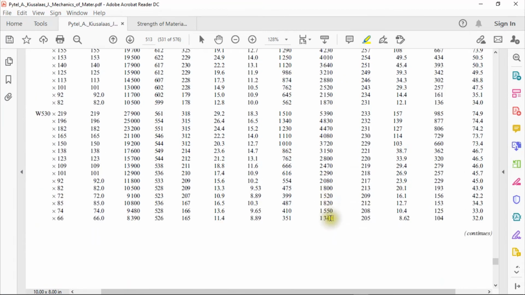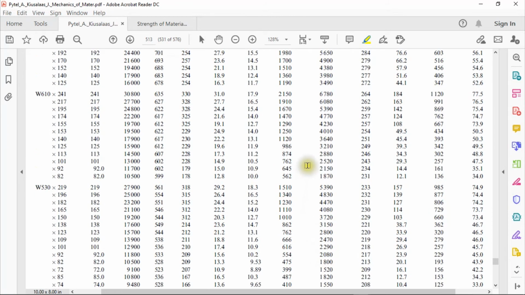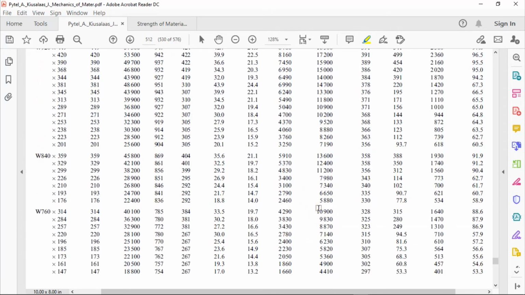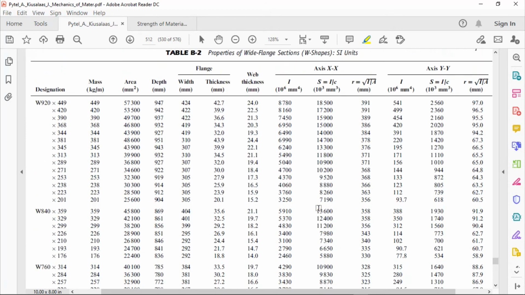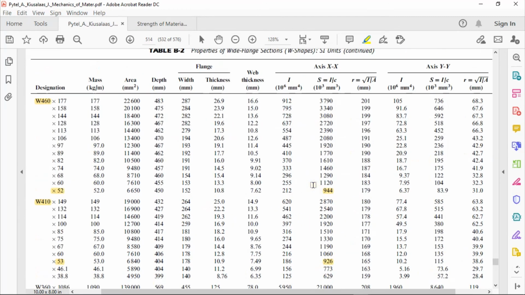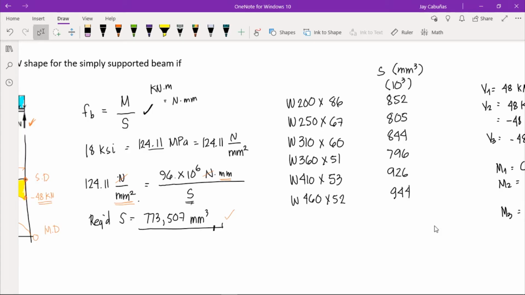Let's go again upward, but as we noticed, we have higher section modulus na dito. We have 1,340, 1,870, 3,490, which is the minimum section modulus for each individual shape. So wala na tayong nakikita. So our last section here could be 460 by 52. So we list down all the possible wide flange shapes. So these are the possible wide flange sections that we can use in our beam.